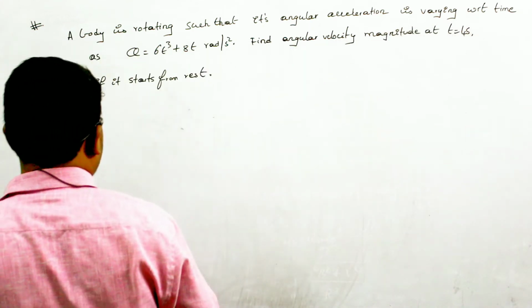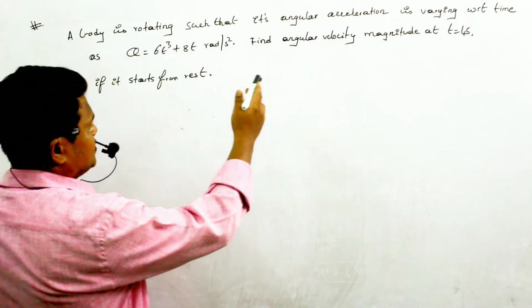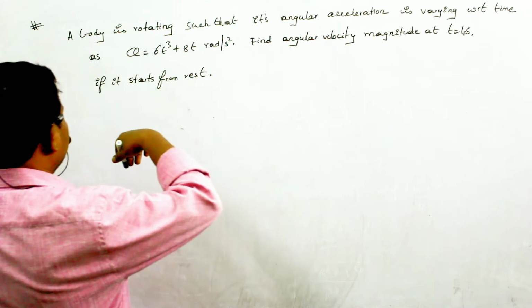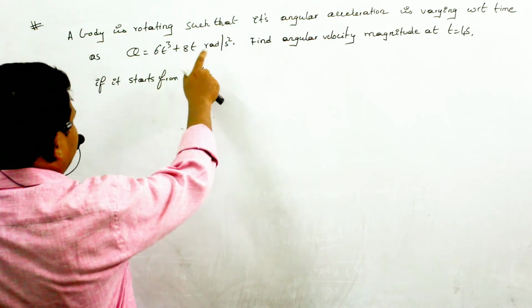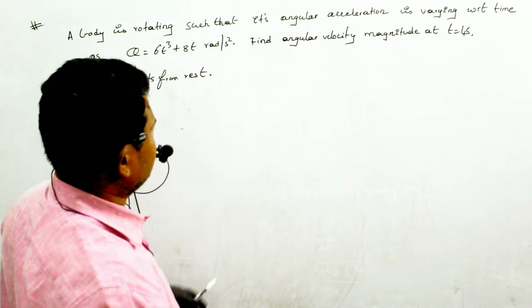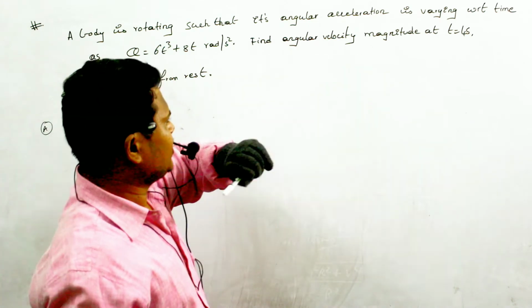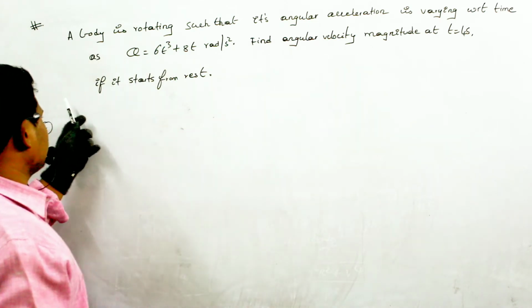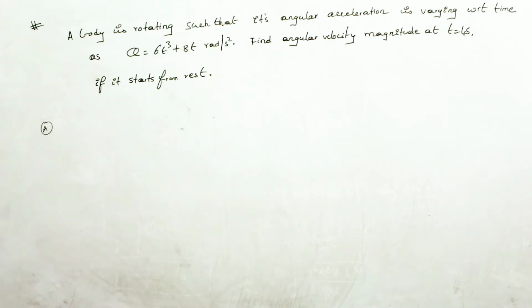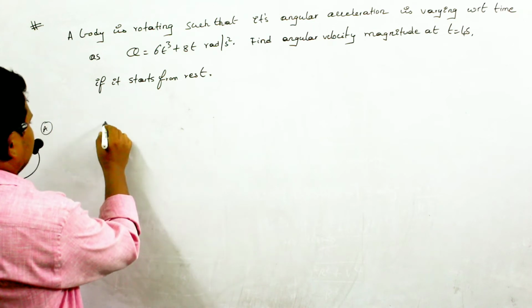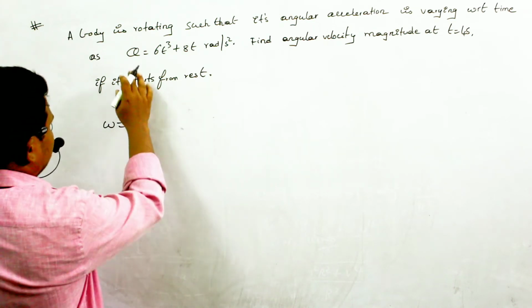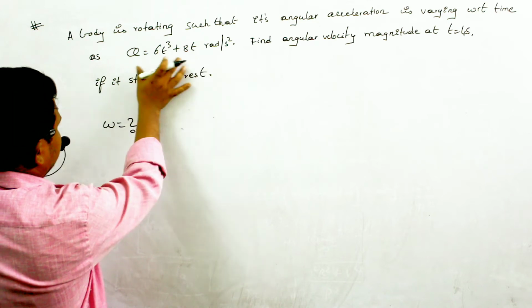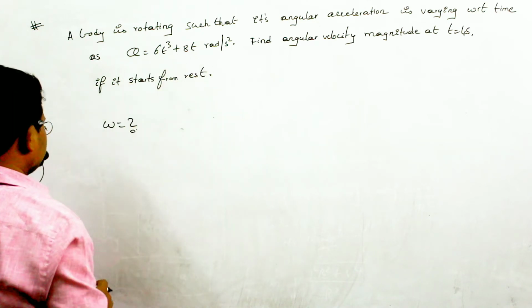A body is rotating such that its angular acceleration is varying with respect to time as alpha is equal to 6t cube plus 8t radians per second square. Find the angular velocity magnitude at t is equal to 4 seconds if it starts from rest. This is the question. So we are supposed to find the angular velocity, and the equation of alpha is given, that is, alpha is changing with respect to time according to this given function.